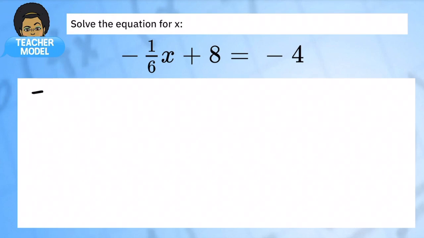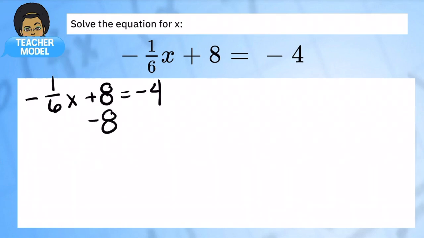So let's start by just rewriting the problem. Negative 16x plus 8 equals negative 4. Our goal is to get x alone. However, he's attached to a coefficient, so I can't do anything about him yet. We're going to start off with this constant and just destroy it. We're going to use the opposite. In this case, we have plus 8, so think back. The opposite of adding 8 would be to subtract 8.